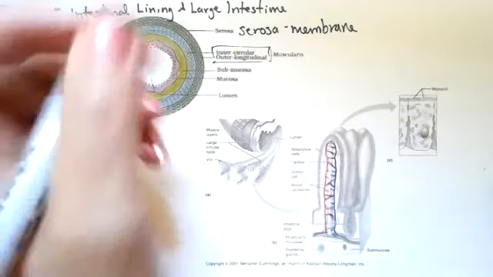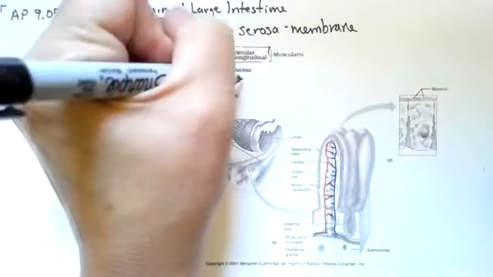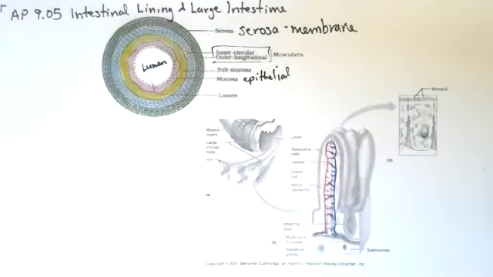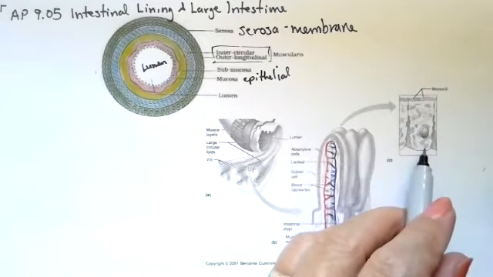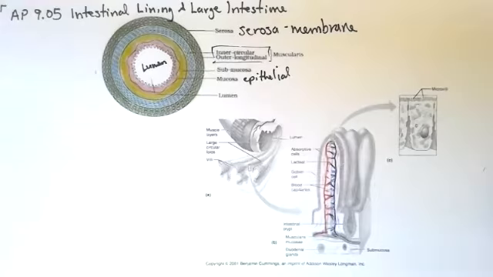And then the mucosa, this is a lumen here. So this is going to be epithelial, and we're going to talk about this quite a bit. You should already remember what epithelial tissue lines the intestines. So hopefully over here we see a blow up of that. And hopefully you recognize that this is a simple columnar.